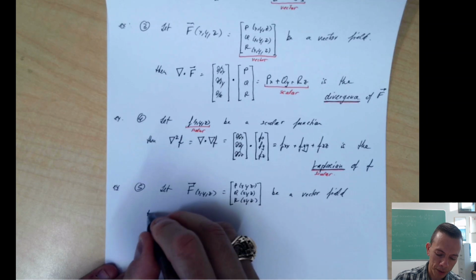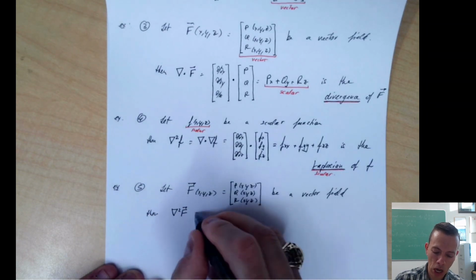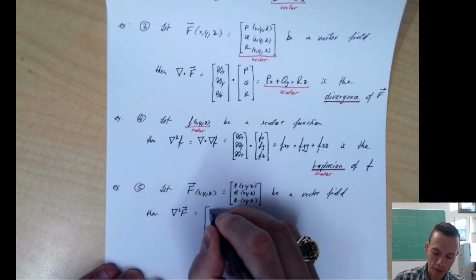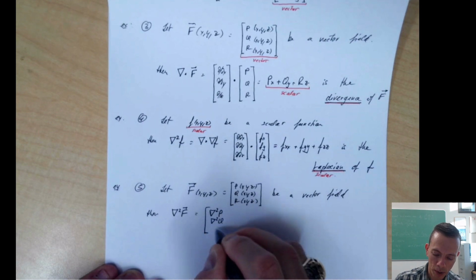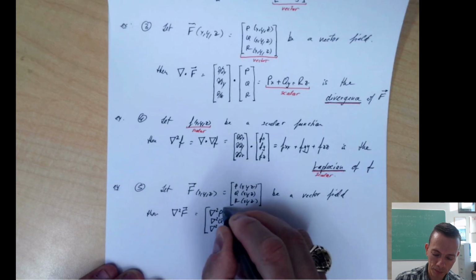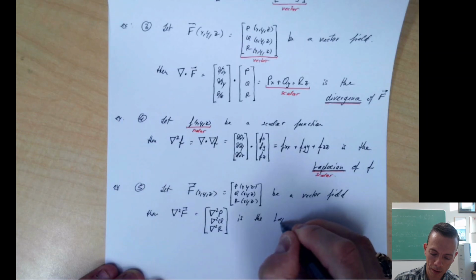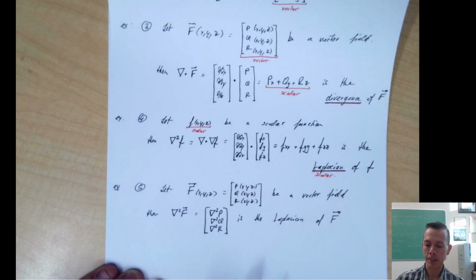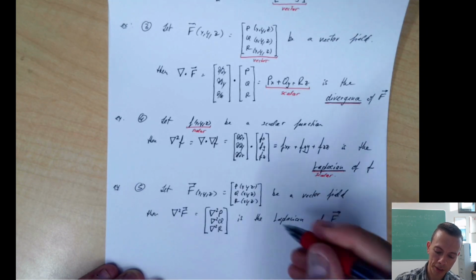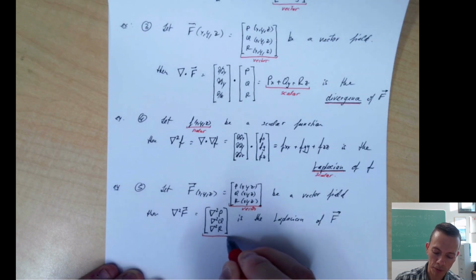Starting with the vector field, you can write nabla squared capital F, which is the vector nabla squared P, Q, and R. And this is the Laplacian of F. So in this case, we start with a vector, and you end up also with a vector.